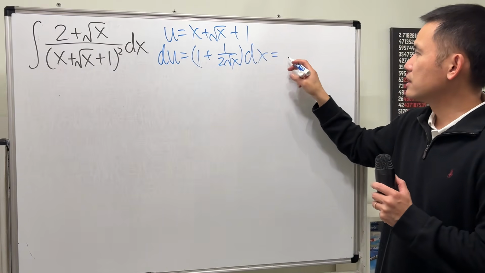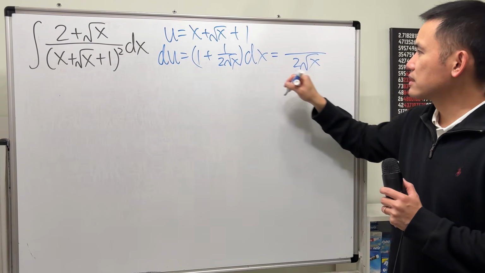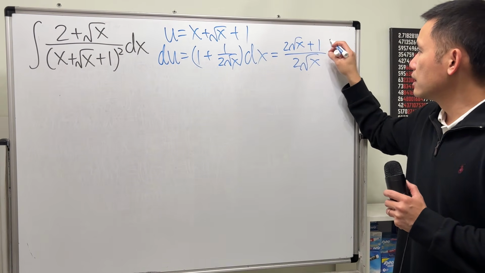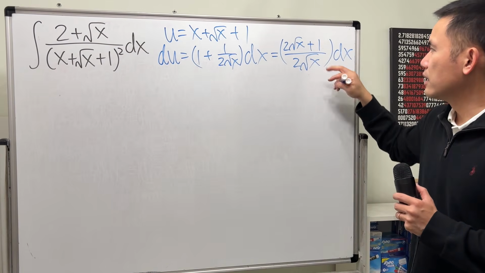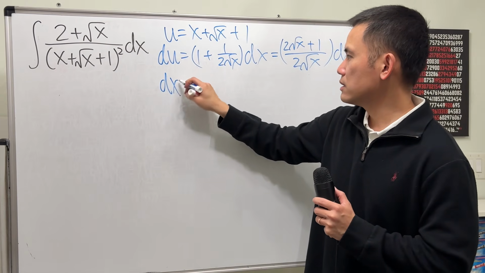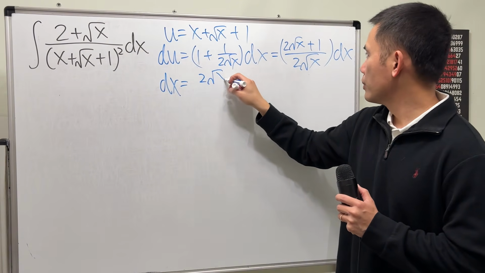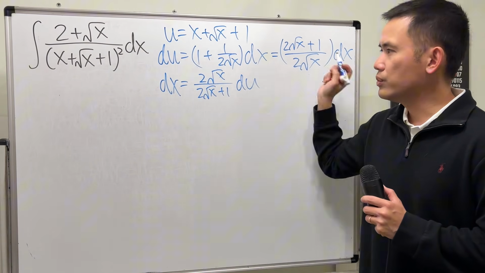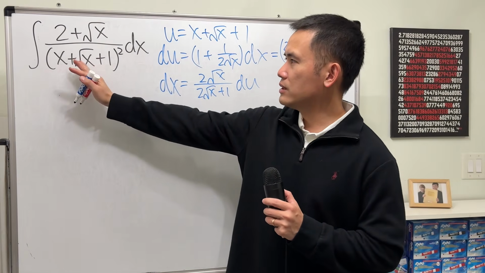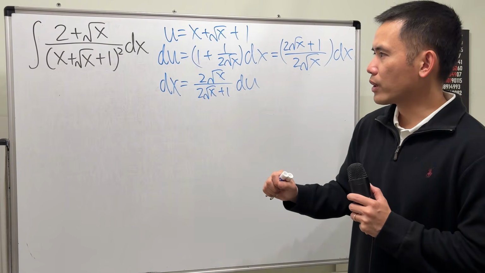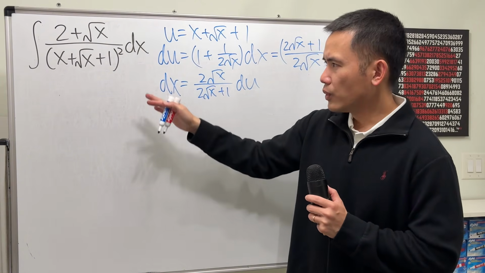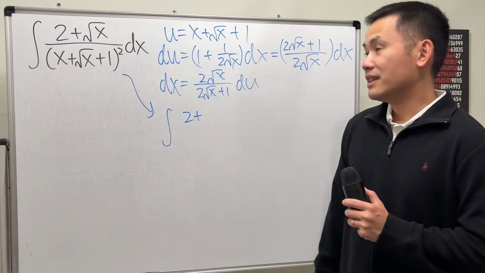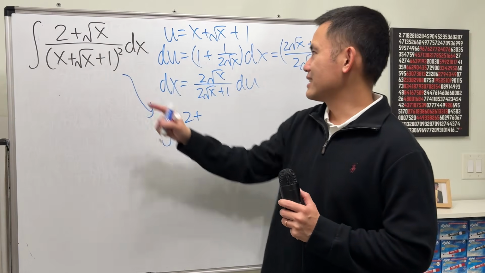Okay, so this is 2 square root of x, and then top and bottom by 2 square root of x, and then plus 1. And multiply by the reciprocal, so dx is equal to 2 square root of x over 2 square root of x plus 1 du. And if we take this to the u world, we are going to get the integral of 2 plus square root of x.